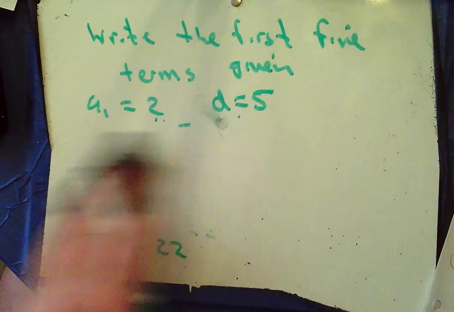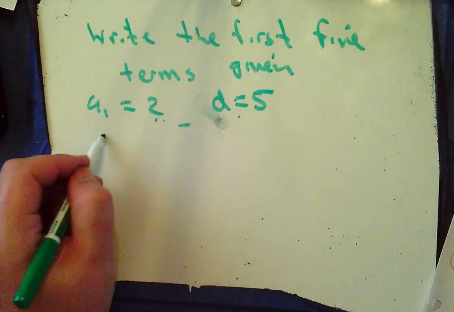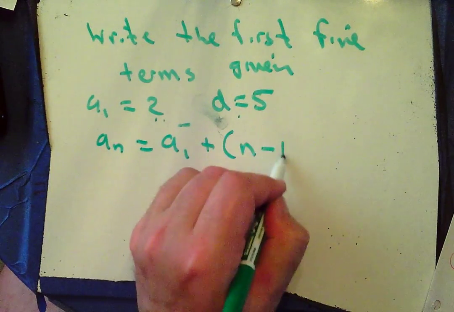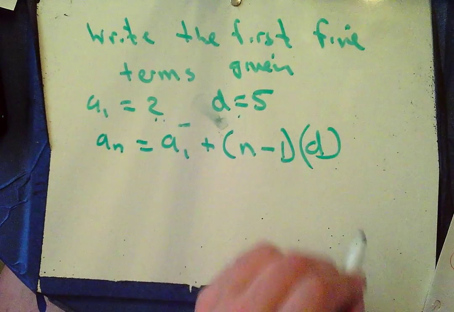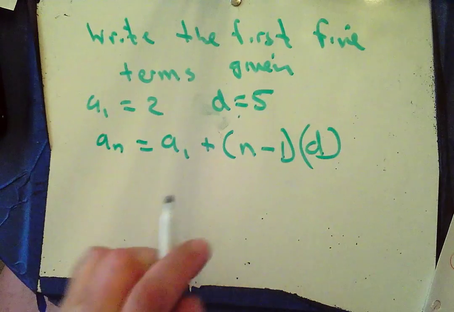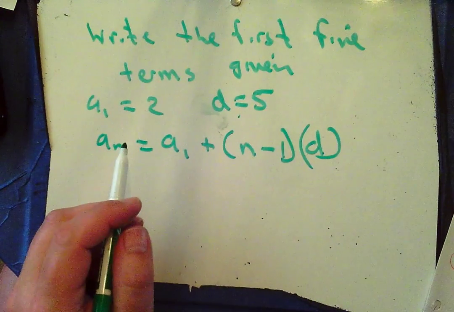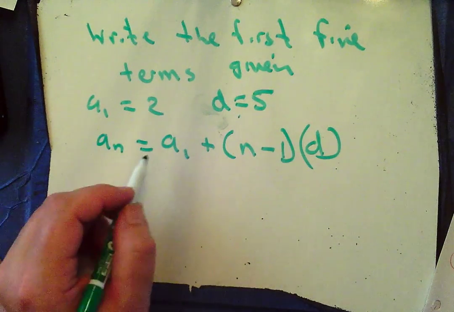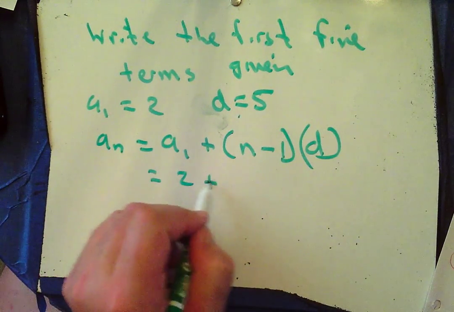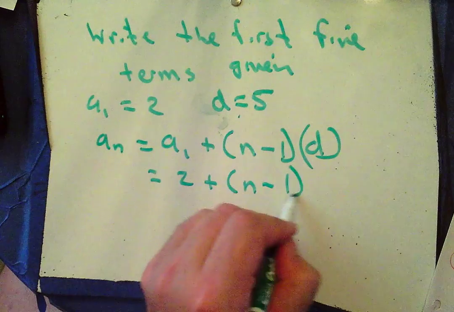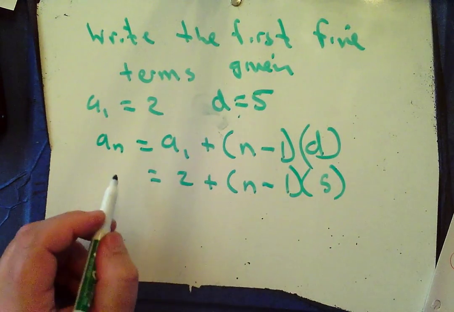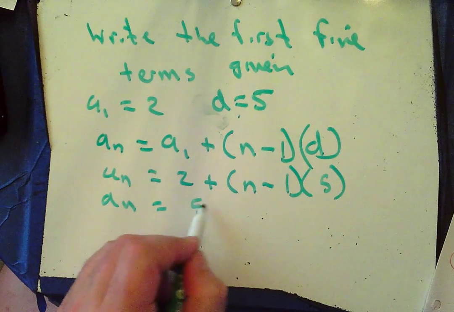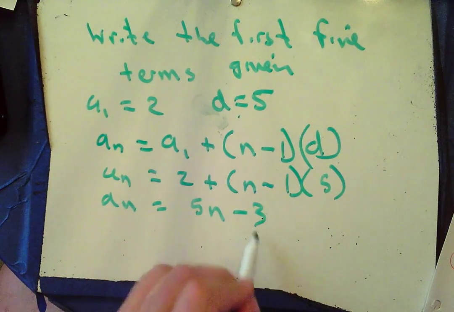The other is to build the model. So remember, a sub n equals a sub 1 plus n minus 1 times d. And where we're headed with these problems, this is probably the most useful approach. So we'll build this rule. We've got 2 plus n minus 1 times 5. And if we tidy this up, a sub n equals 5n minus 3.